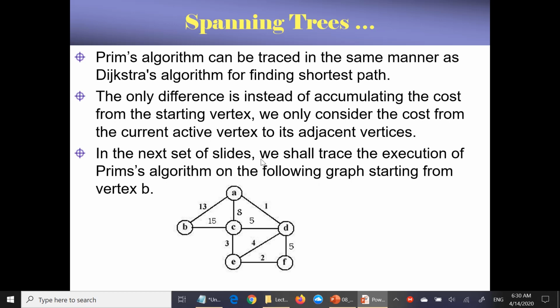So in the next set of slides, we shall trace the execution of Prim's algorithm on the following graph, starting from vertex B. This is one particular difference between Prim's algorithm that we are studying now and Koskas algorithm that we're going to study next. In Prim's, you will have to be told where to start, so you will be given a starting vertex. But Koskas doesn't need a starting vertex, as we shall see.